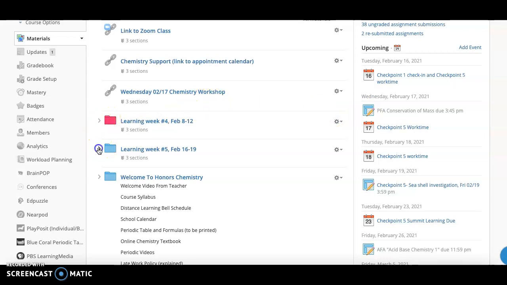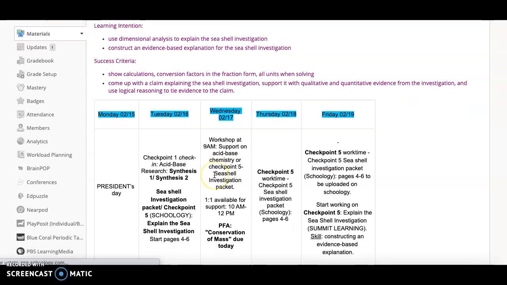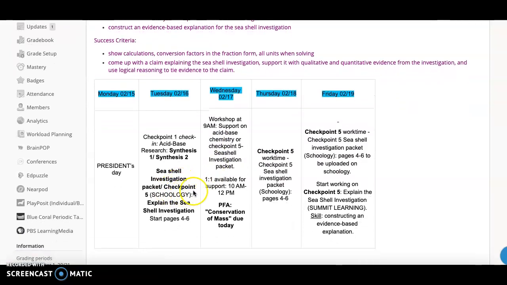So let's look at the folder. I have a weekly overview plan here. As I told you, the week is going to be spent working on that seashell investigation packet, pages 4 to 6. And I'm going to show you some resources I put together during class for you to complete the packet at your own pace.